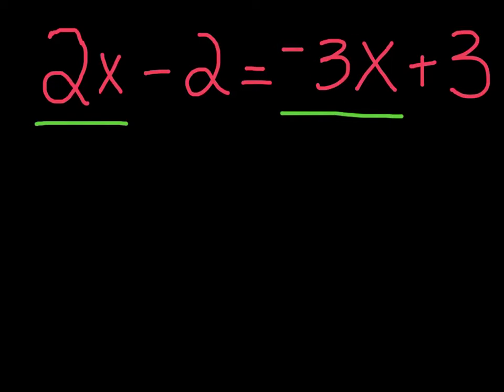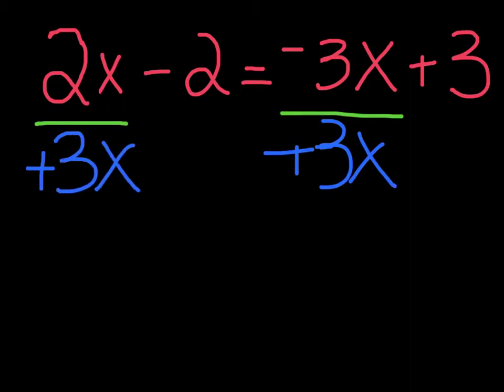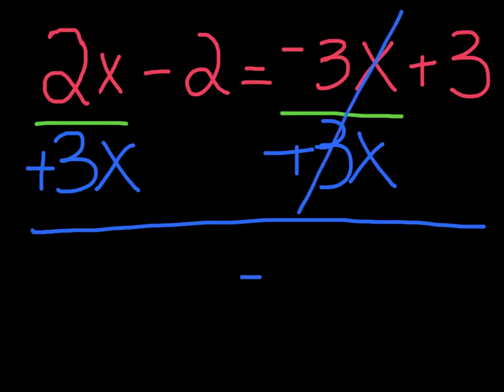In this particular instance, I'm going to move all of my variables to the left side. So using a different color, using blue, I'm going to add 3x to the right side, and I'm also going to add 3x to the left side of the equation. And I'm going to draw my equals bar. When I do this, the minus 3x on the right side cancels out, and I am left with, on the right side, just a 3.